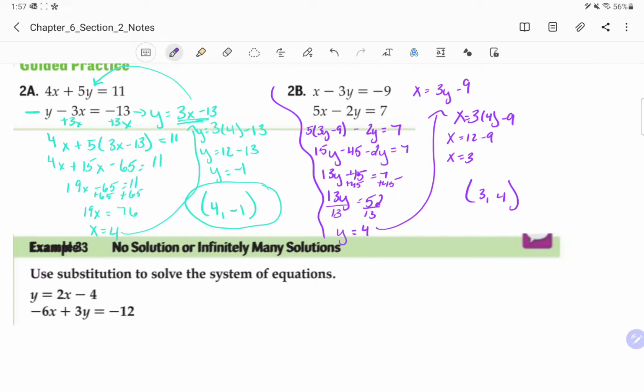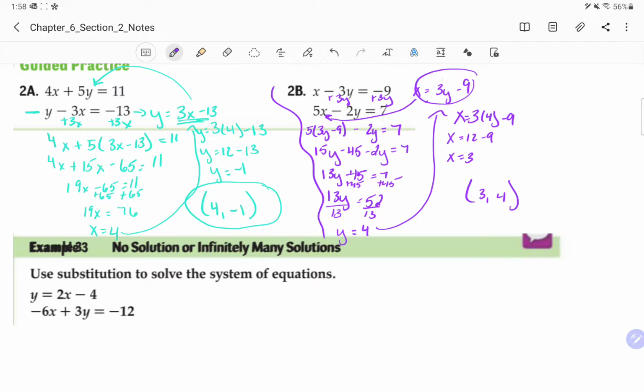2b. I solved this one for x just because that was the easiest one to solve for me, so I added 3y to both sides. All right, and that left me then with this going in for x. So I got 5 times 3y minus 9 minus 2y is equal to 7. And then you would distribute your 5 and combine your like terms. So you're left with 13y minus 45 is equal to 7. Add your 45 and divide by 13, and again you'll get y is equal to 4.